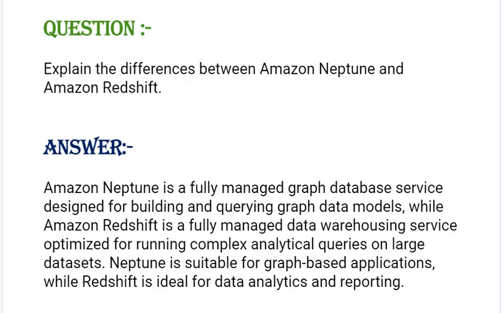Our next interview question is, explain the differences between Amazon Neptune and Amazon Redshift. Your answer should be: Amazon Neptune is a fully managed graph database service designed for building and querying graph data models, while Amazon Redshift is a fully managed data warehousing service optimized for running complex analytical queries on large data sets. Neptune is suitable for graph-based applications, while Redshift is ideal for data analytics and reporting.